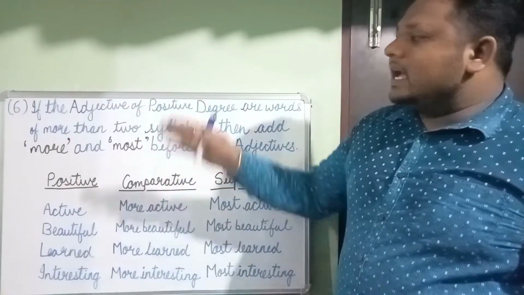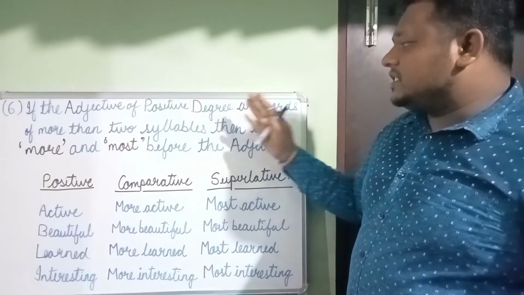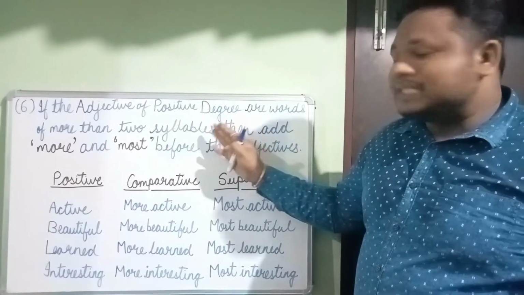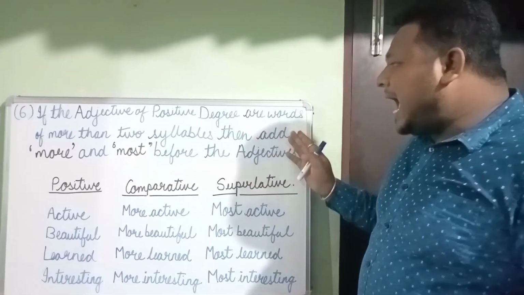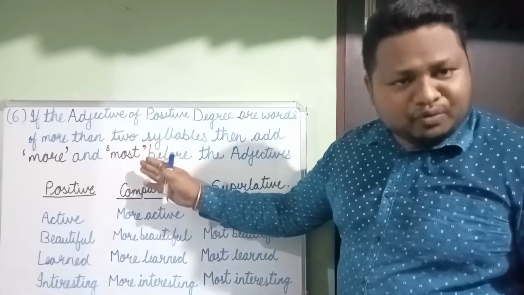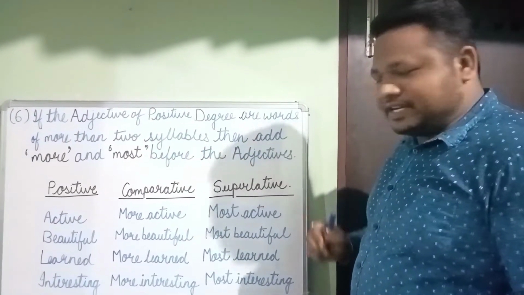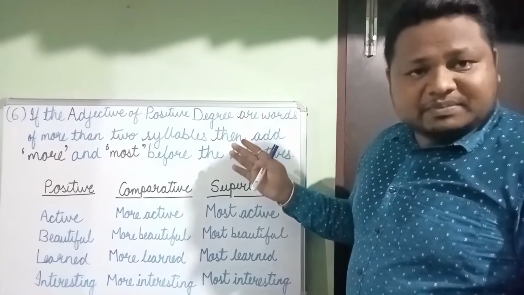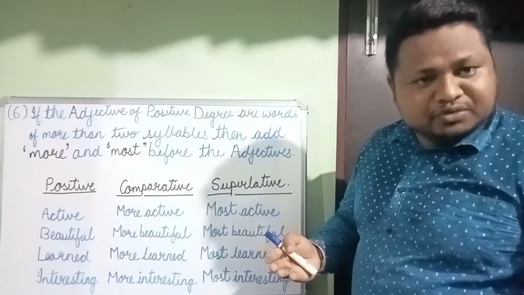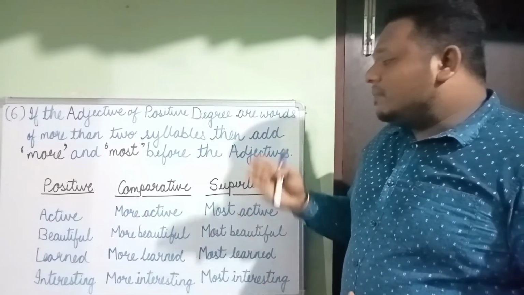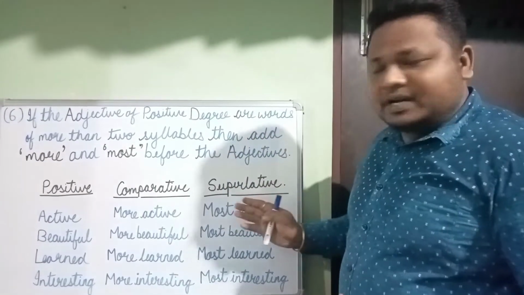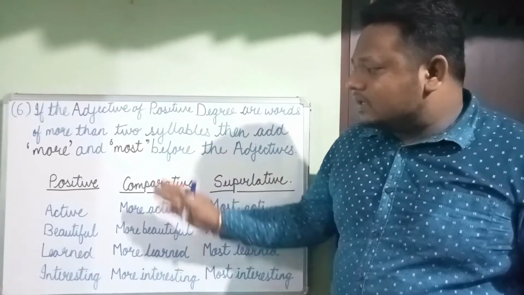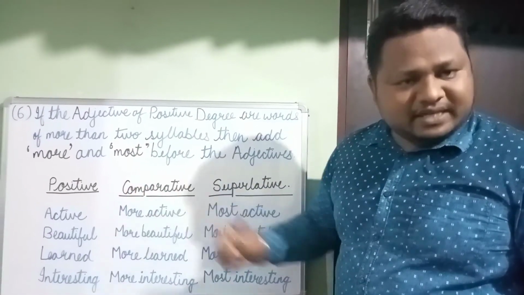Rule number 6. If the adjective of positive degree is a word of more than two syllables, then add more and most before the adjective. It means if the adjective of positive degree is a word of more than two syllables, then for making the comparative and superlative, we have to add more and most before the positive degree of adjective.